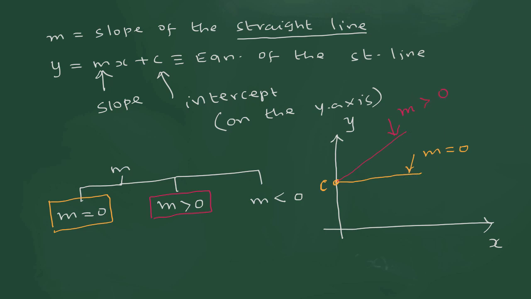And finally we have to come back to the last option, which is m less than 0. For m less than 0, again you start from the same point c and then rather than going up, you come down. Like this you come. A straight line drawn like this is the equation of a straight line whose slope is negative. Less than 0 means negative.